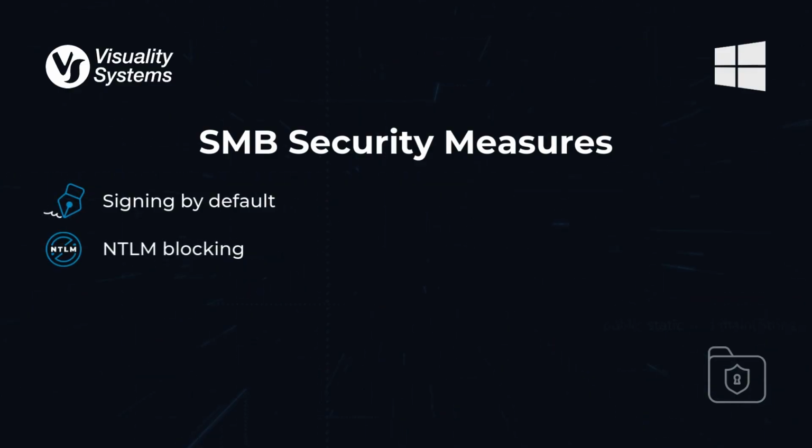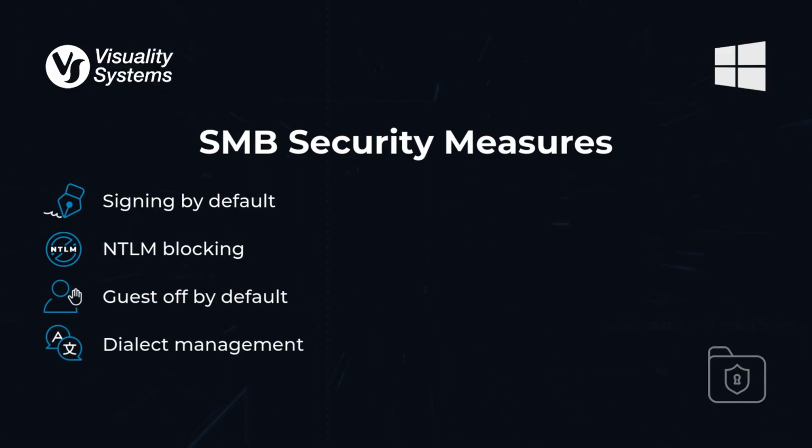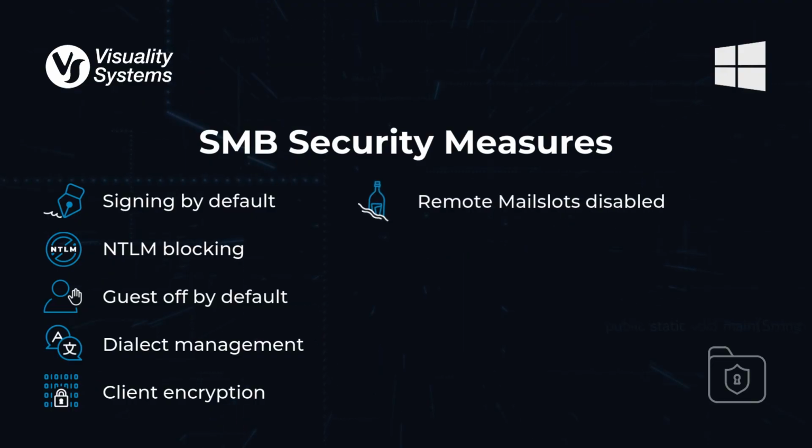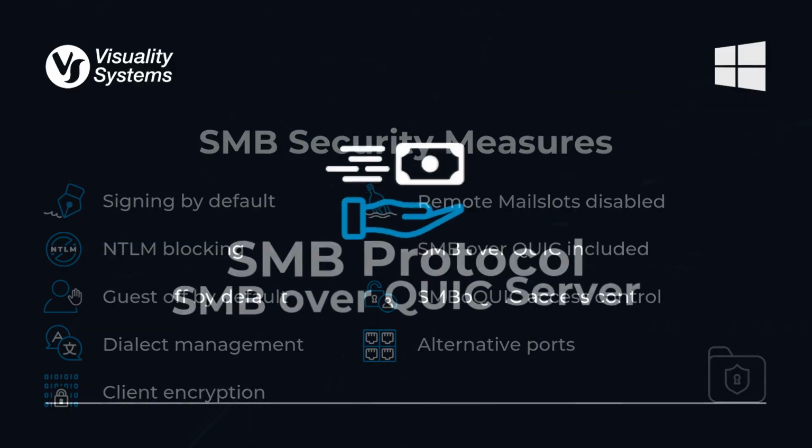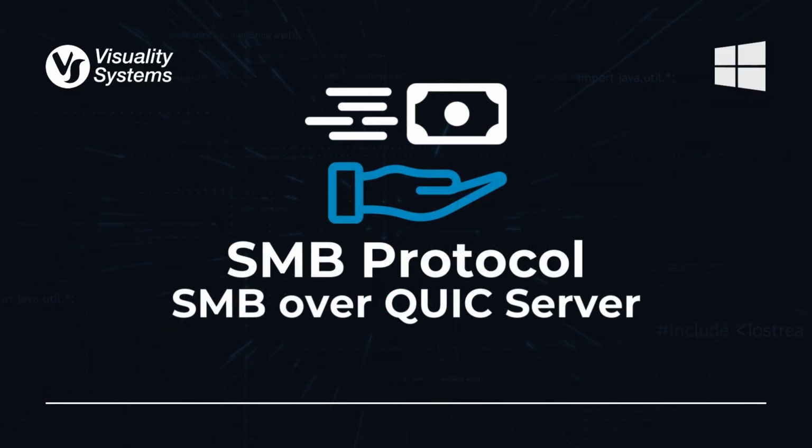by default, SMB NTLM blocking. Insecure guest authentication is now off by default in Windows Pro editions. SMB dialect management, SMB client encryption mandate, deprecation and disabling of remote mailslots. SMB over QUIC is now supported not only in the Azure edition as it was in Windows Server 2022, but also in the Datacenter and Standard editions starting from Windows Server 2025. SMB over QUIC client access control. Support for SMB on alternative ports. In this video, we'll cover SMB over QUIC Server.